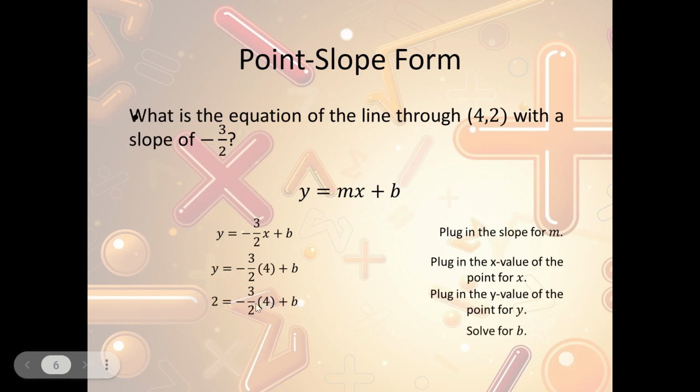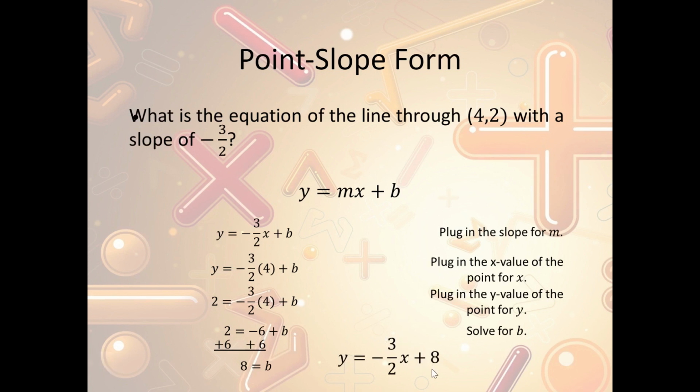Now we're going to go ahead and solve for b. So when we do this, we get -12/2, which is the same thing as -6. So 2 = -6 + b. We're going to add 6 to both sides to get rid of that 6, and we get 2 + 6 is 8. So b is 8. Now we're going to plug that back in. So we get y =, and we know that the slope is -3/2 times x, plus our y-intercept, which in this case is 8. So that goes there, and that's how we write the equation using point-slope form.